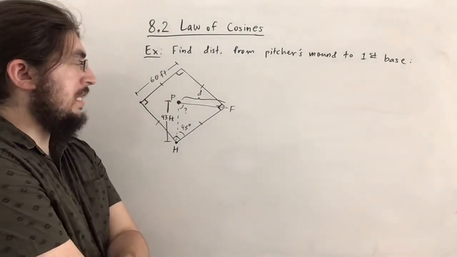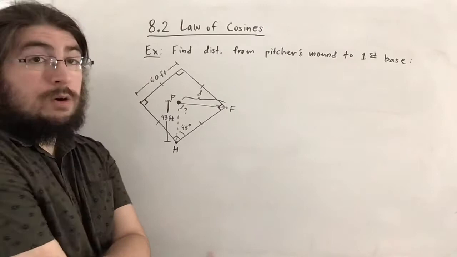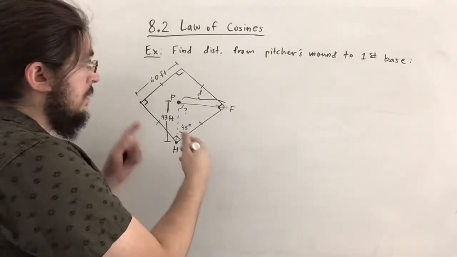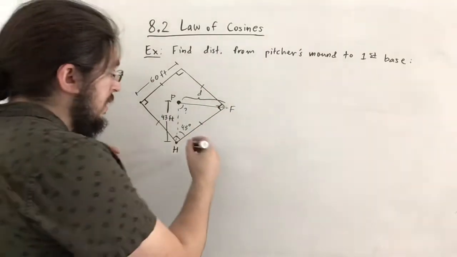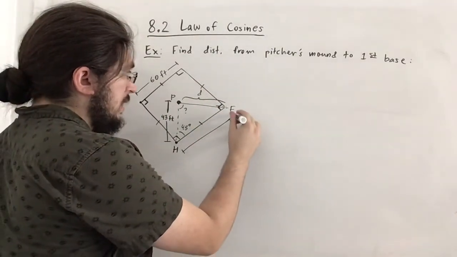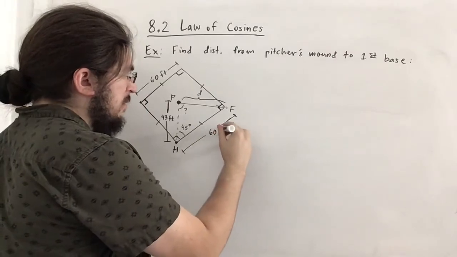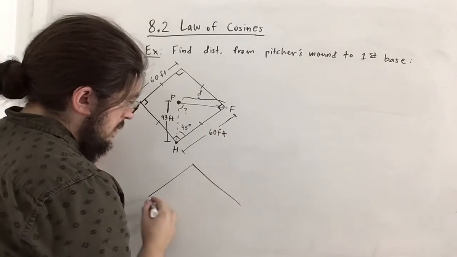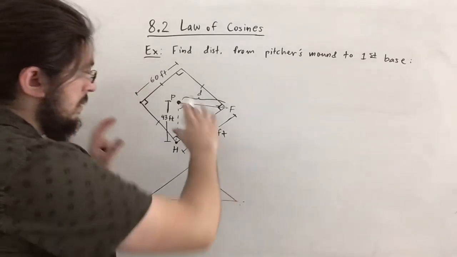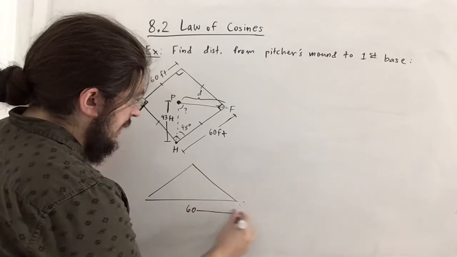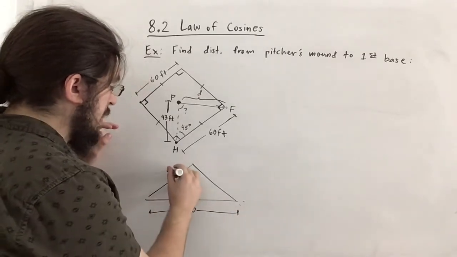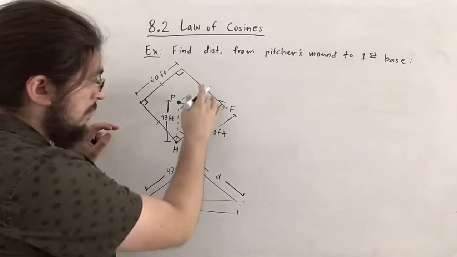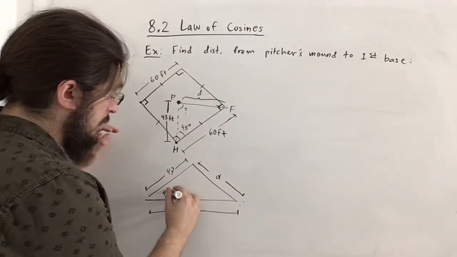So let's see if we can find this distance here. Notice this is just a triangle where we have these two sides and the angle between them. Also, since it's a square, this is also given to be 60 feet. So if you want, we can just look at this triangle here. This is basically what we're looking at. So this is 60, this is 43, this is unknown, and the angle opposite the unknown one is given to us, perfect.